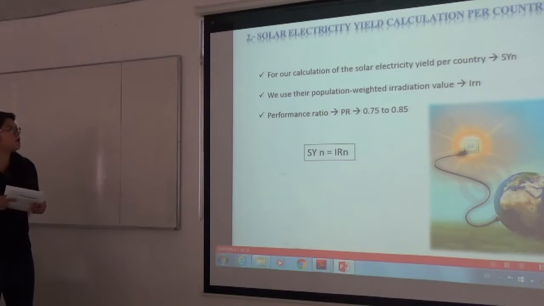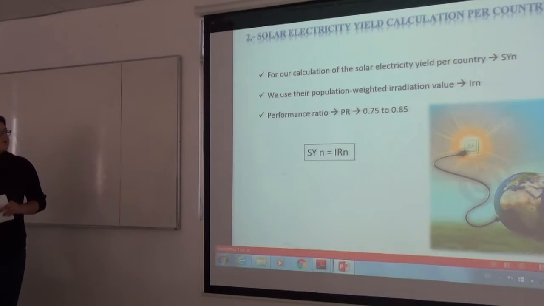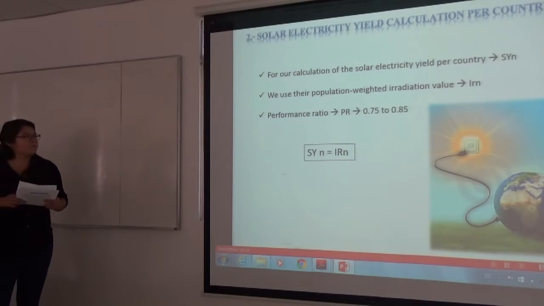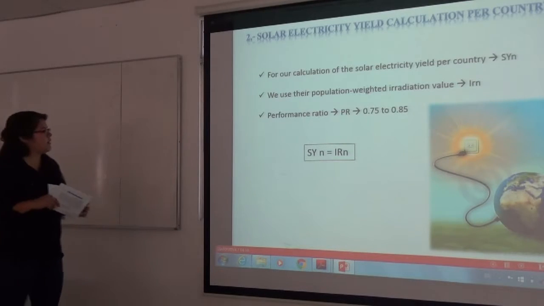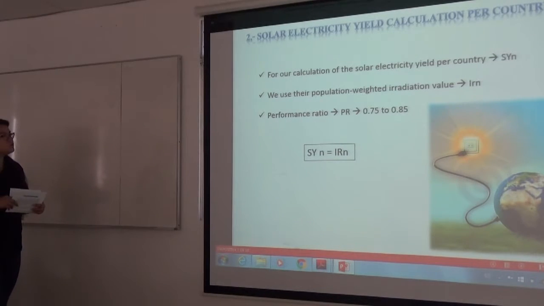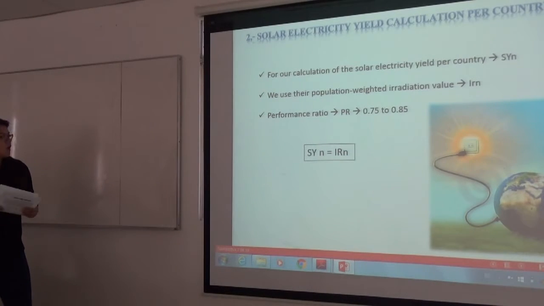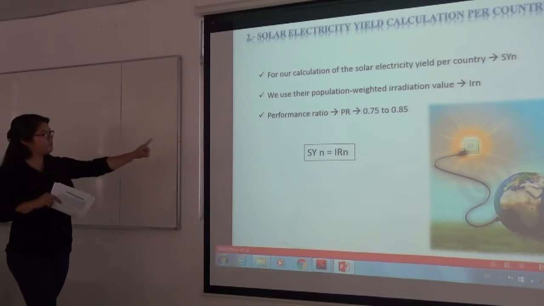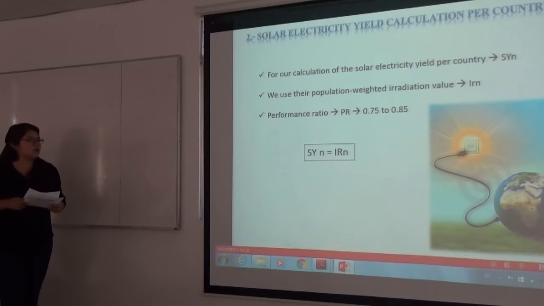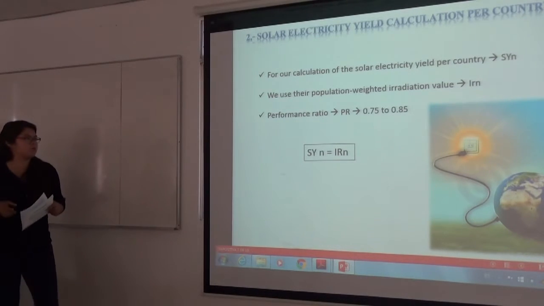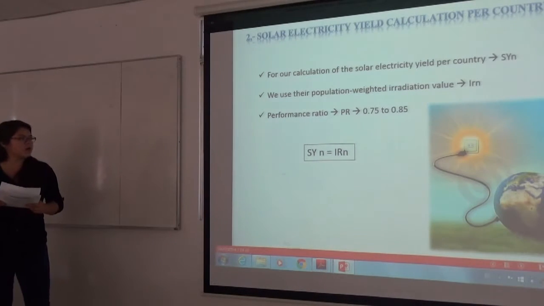Number one, solar electricity yield calculation per country. For our calculation of the solar electricity yield per country, SYn equals, we use the population weighted irradiation value, IRn, and performance ratio, PR. This value can be 0.55 to 0.85.